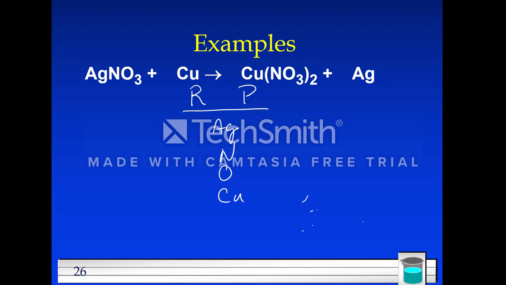So I've got 1 Ag, 1 N, 3 O's, and 1 copper on my reactant side. Product side, there's 1 copper. That 2 gets distributed, so there's 2 nitrogens, and 2 NO3s would be 6 oxygens. And 1 Ag. What do I want to fix? See how the table points out exactly what's not equal.